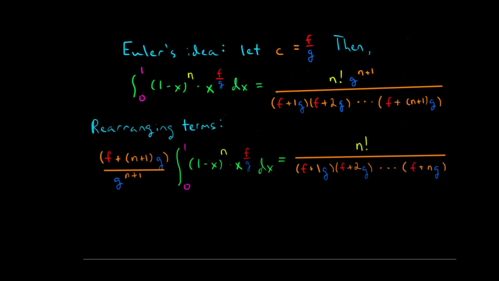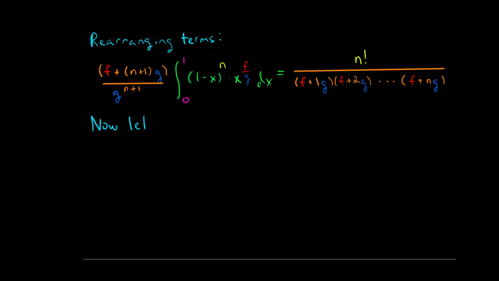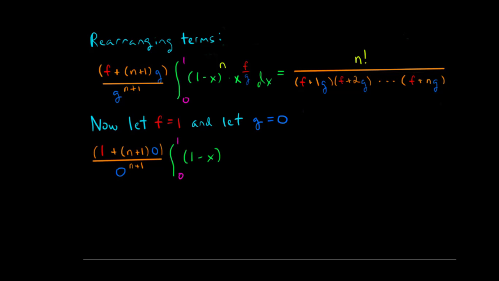Now it'll become evident why we made that substitution of f over g in place of c, because we're free to experiment with what we want f and g to equal. In fact, if we tried setting f equal to 1 and g equal to 0, well, let's see what happens. On the left-hand side, we'll get 1 plus (n plus 1) times 0 all over 0 to the n plus 1. And that looks a little problematic, but we'll deal with it. Times the integral from 1 to 0 of (1 minus x) to the n times x to the 1 over 0. Okay, also looks problematic, but bear with me.